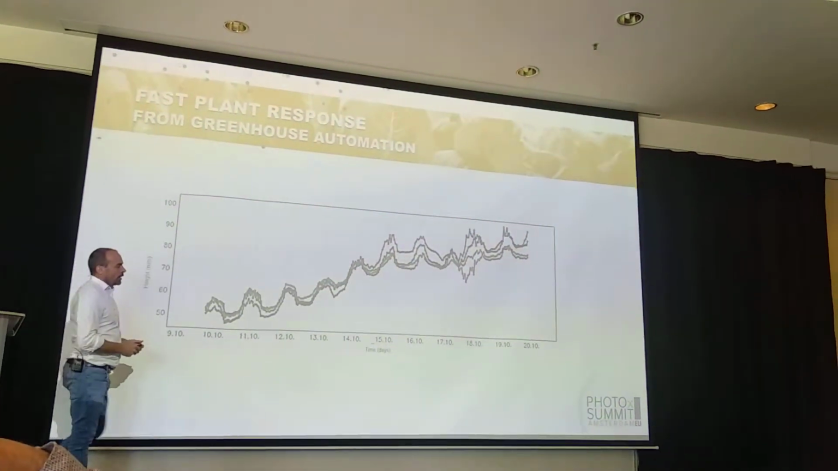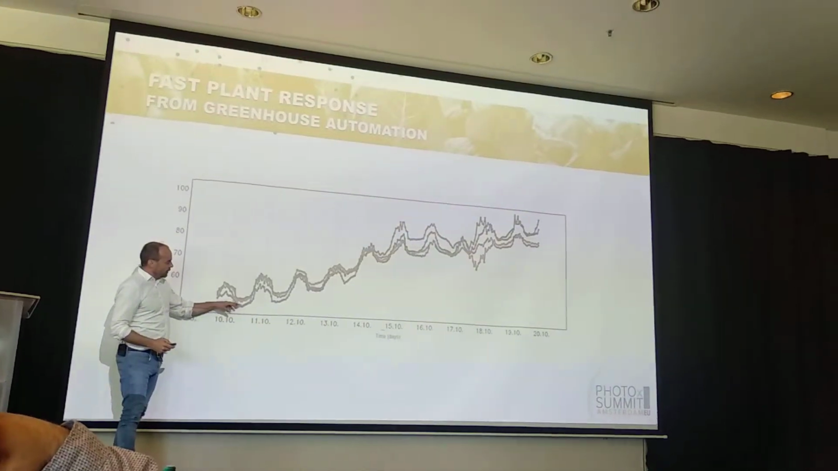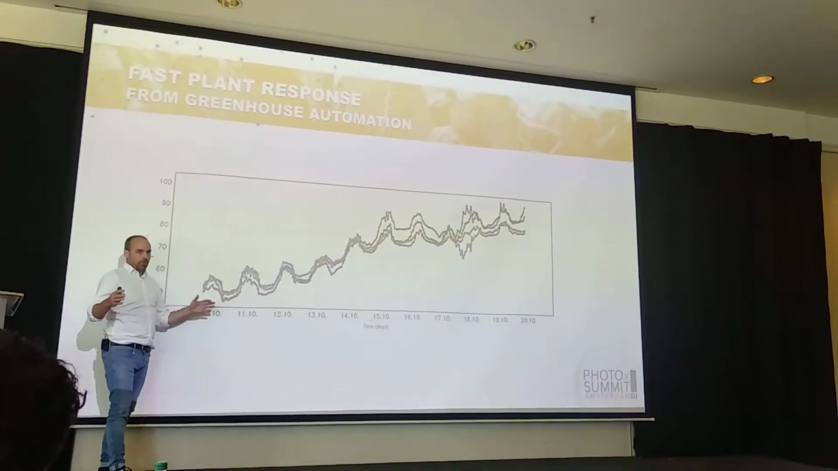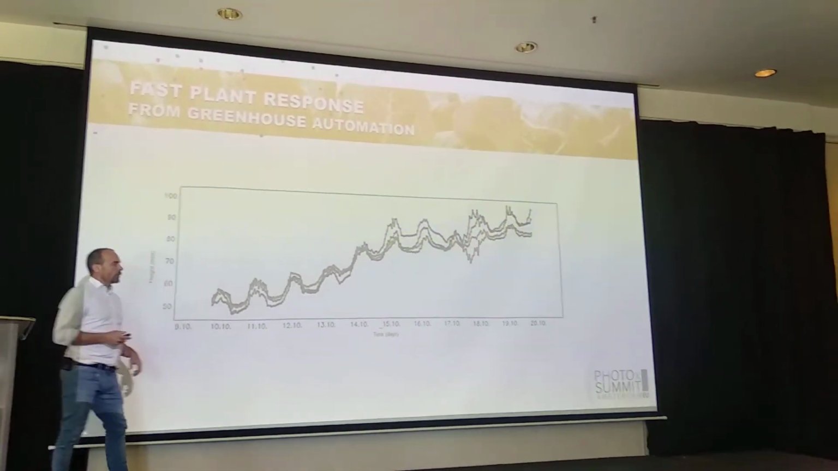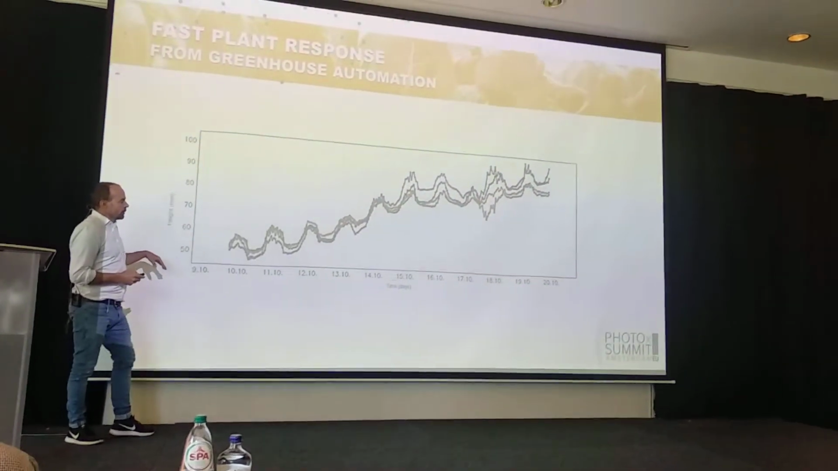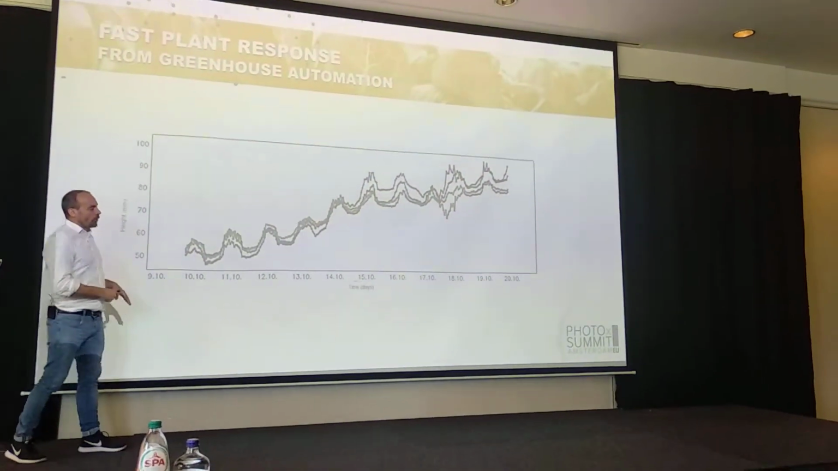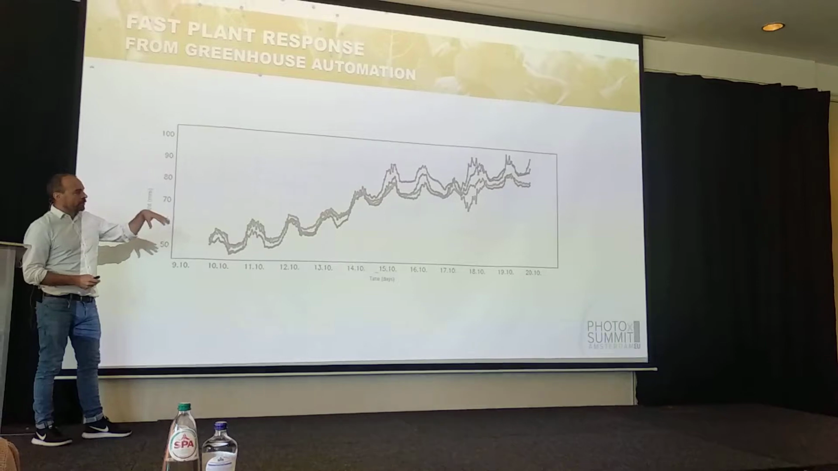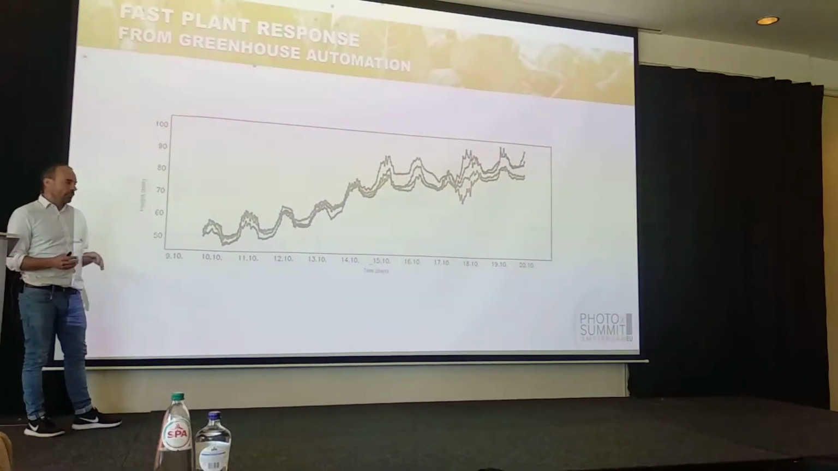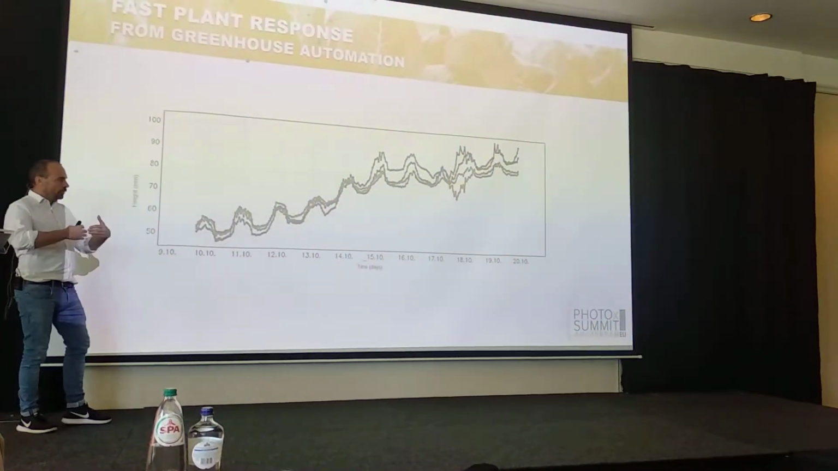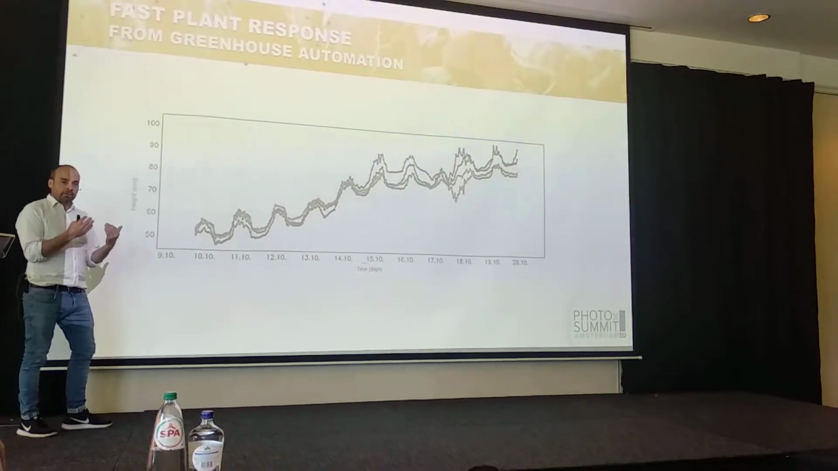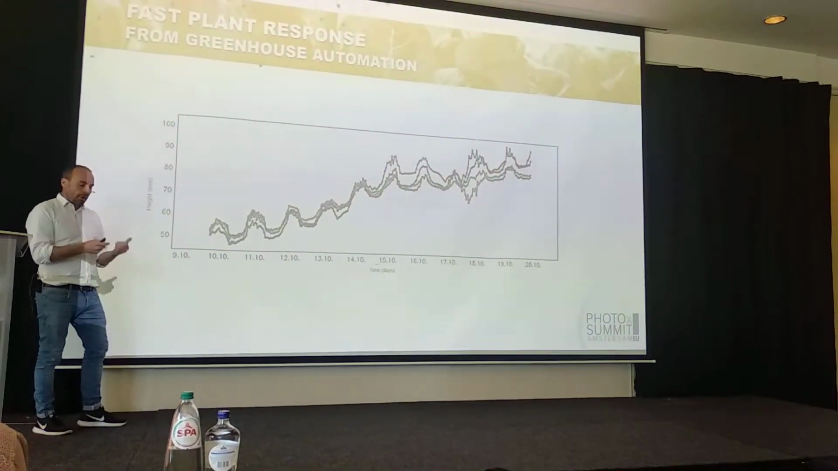All of these lines represent one batch. By the way, those are young plants, over 10 days, and these plants were exposed to different treatments. We're going to have a look at how the different stresses affect the pattern.